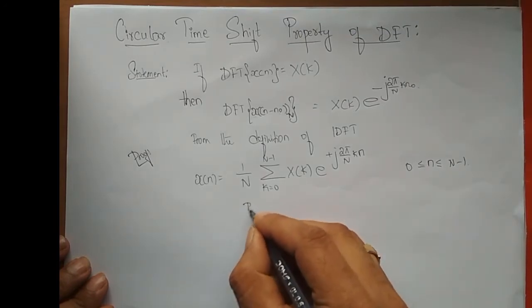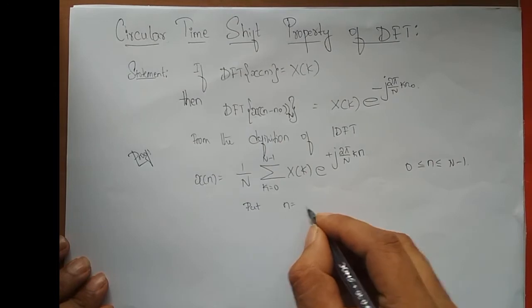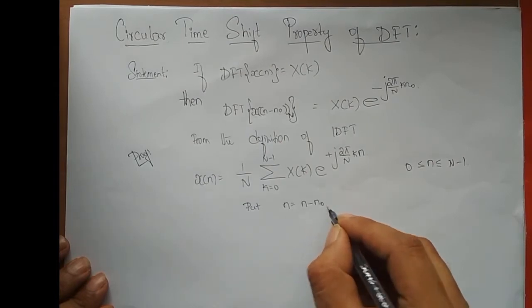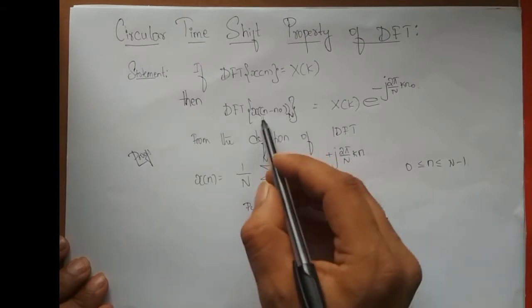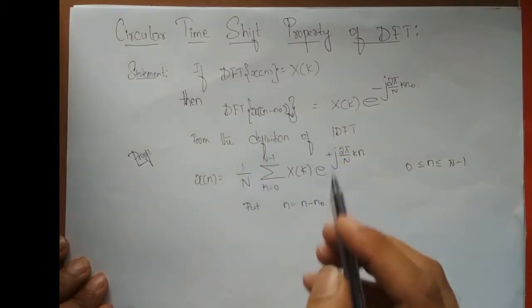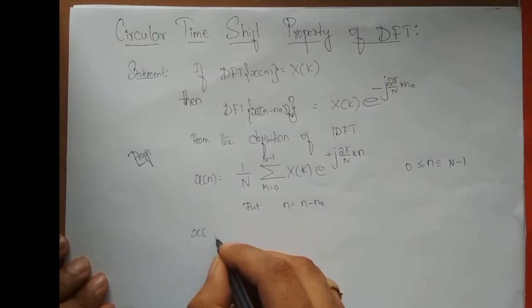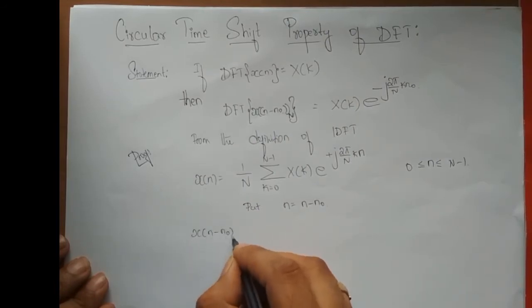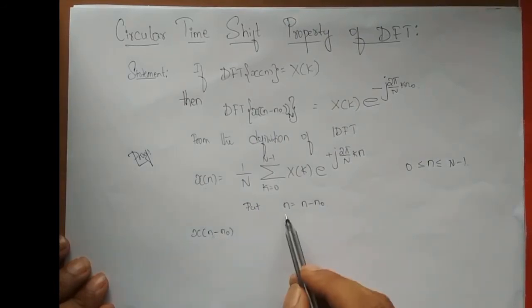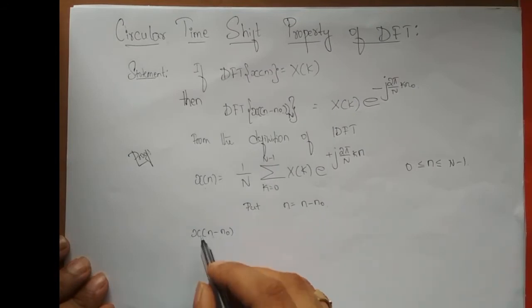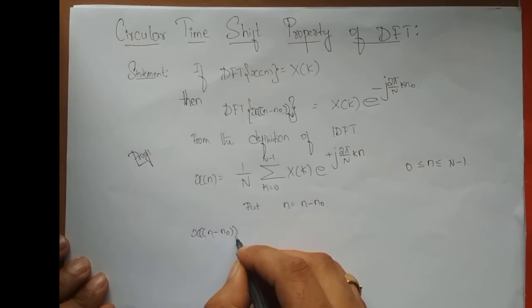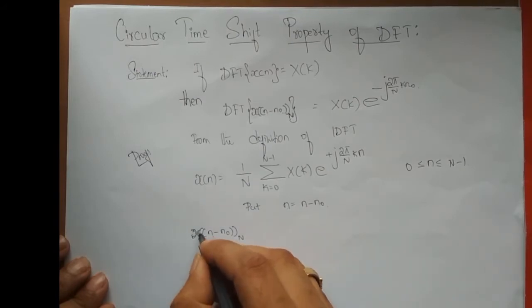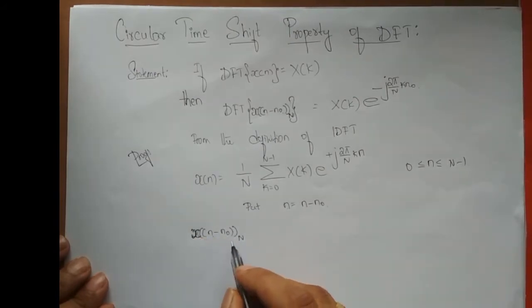Okay, now what I'll do, I'll put n equal to n minus n naught. So wherever n is there, I'm going to replace it by n minus n naught. Why did I do that? Because I want to prove x of n minus n naught. So the left hand side is x of n minus n naught, because I'm replacing n by n minus n naught. And since this is not a normal shift, it's a circular shift, I have to put n minus n naught base N, mod N, just to say that it's a circular shift.